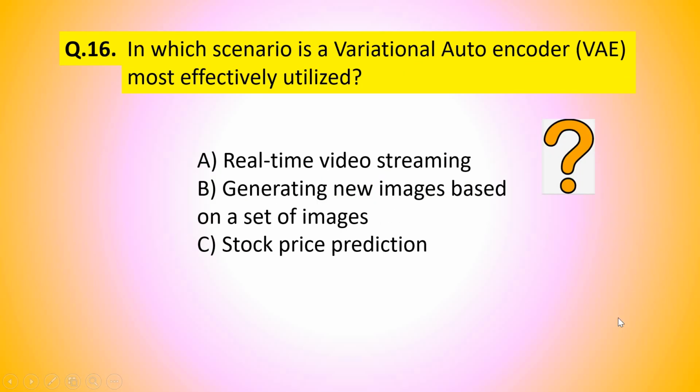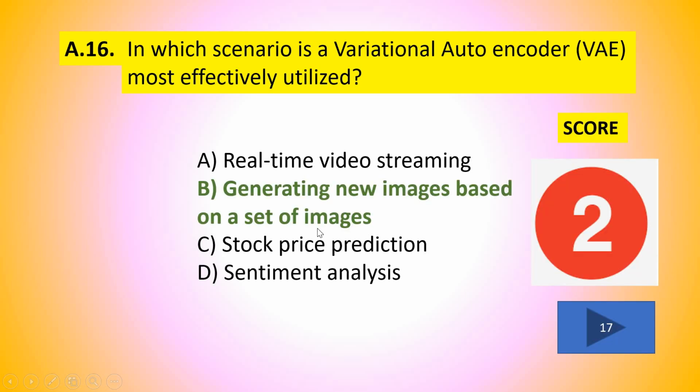Now comes the question number 16. In which scenario is a variational autoencoder, VAE, most effectively utilized? Real-time video streaming, generating new images based on a set of images, stock price prediction. The correct answer is generating new images based on a set of images.